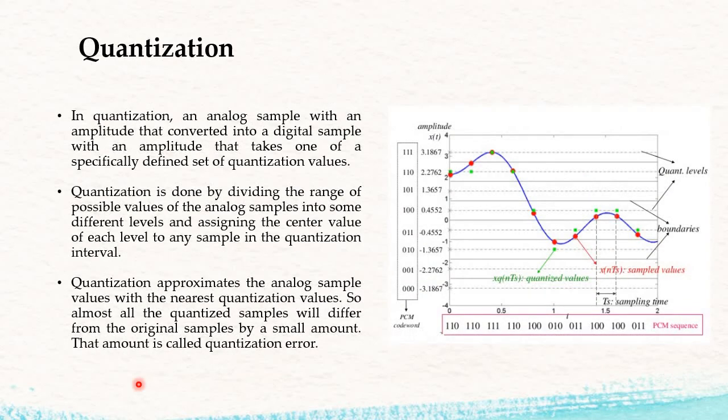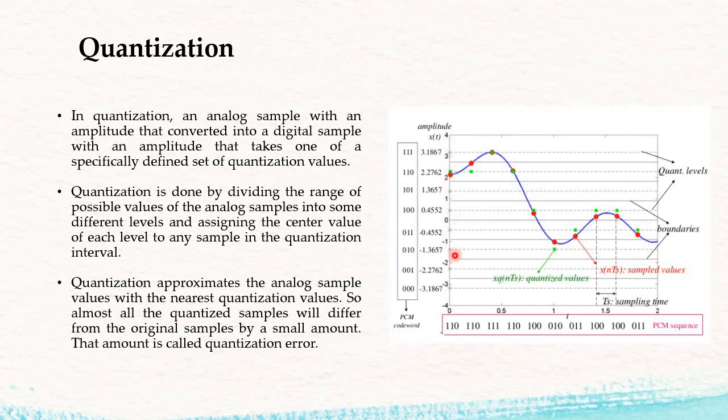So once we get a sampled signal, our next block is quantization. Now quantization is a process of rounding off. So what do we do in quantization? Here I have given you the diagram. Quantization is done by dividing the range of possible analog values into different levels. So here we have divided the levels: -4, -3, -2, -1, 0, 1, 2, 3, 4.